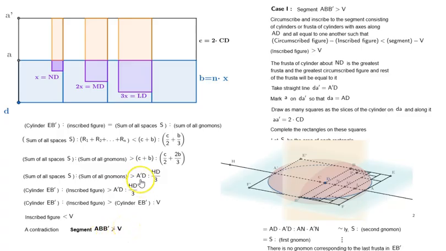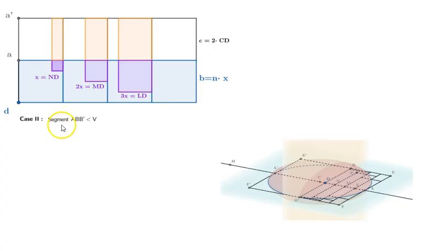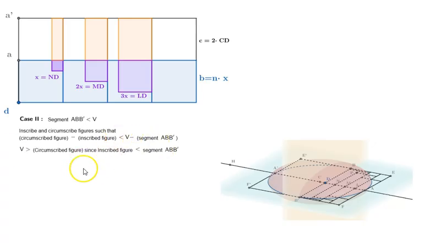So, that brings us to the second case. Now, we assume that segment ABB prime is less than the volume V. So again, we inscribe and circumscribe figures such that the circumscribed figure minus the inscribed figure is less than V minus segment ABB prime. In the previous case, we took it as segment ABB prime minus V, which means since the inscribed figure is less than segment ABB prime, V has to be greater than the circumscribed figure to maintain this inequality.